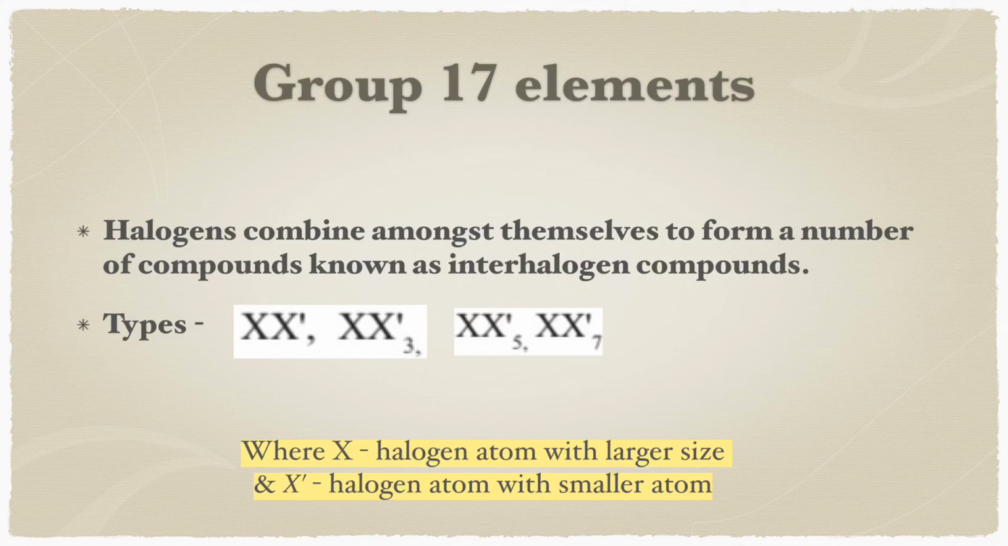Group 17 elements are the halogens. Halogens will combine with themselves to form a number of compounds known as interhalogen compounds. We'll be learning this in detail later. The types are XX', XX'3, XX'5, XX'7, where X is the halogen atom with larger size and X' is the halogen atom with smaller size.